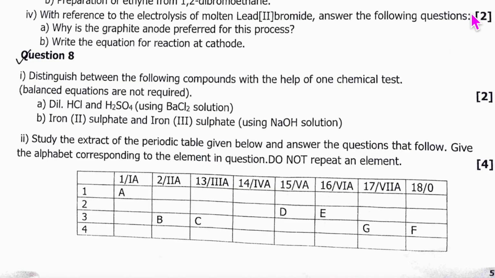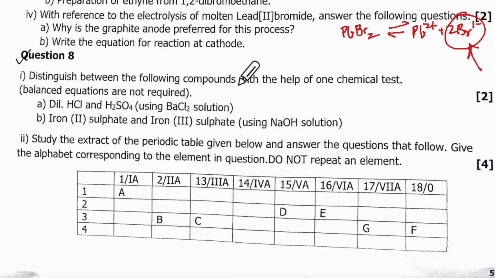With reference to electrolysis, molten lead bromide. Now molten lead bromide, immediately what you have to say? PbBr2. In your mind only this should happen: Pb2+ and 2Br-. Why is graphite anode preferred? Because anode will have Br2, which is corrosive in nature. It will attack iron. That's why graphite electrode, which is inert, is preferred.